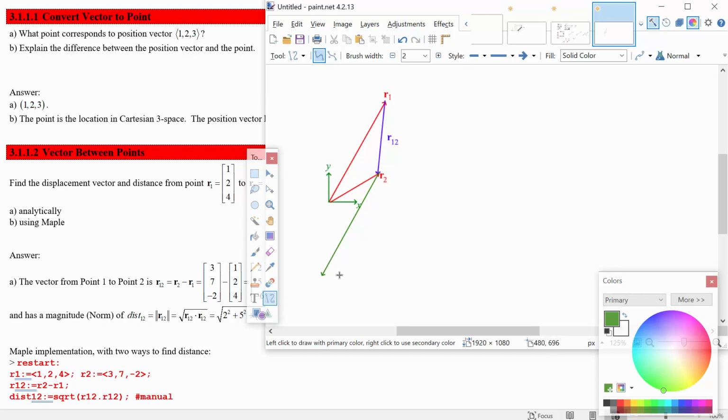So take negative R1, like we've got here. Let's make this a little bit bigger. Negative R1.